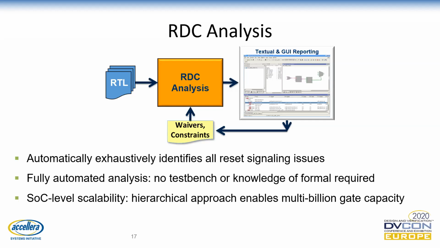So just because you're using an automated tool doesn't mean you lose the visibility into all the pieces of your design, including all the CDC and RDC paths, as well as the constraints information.